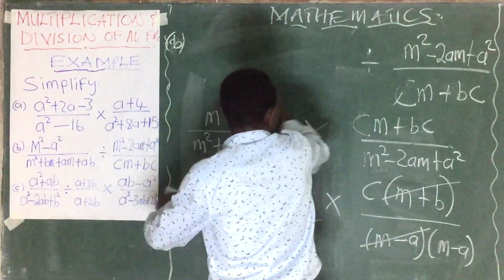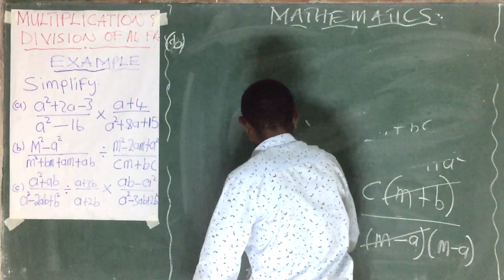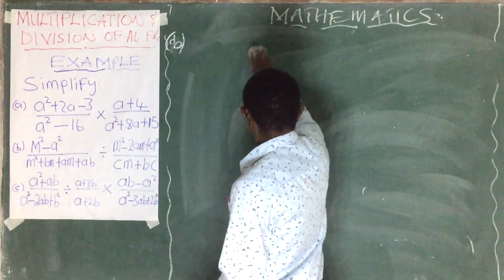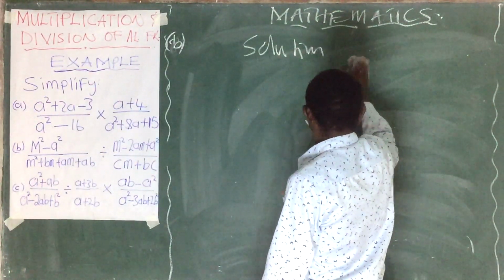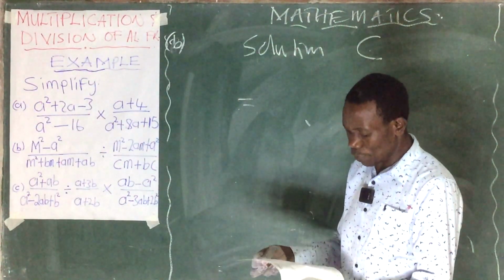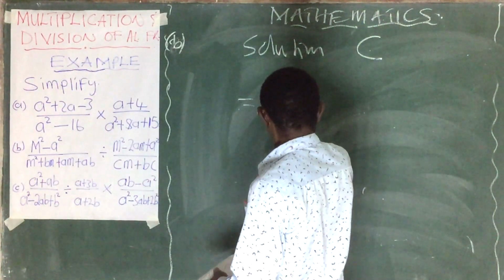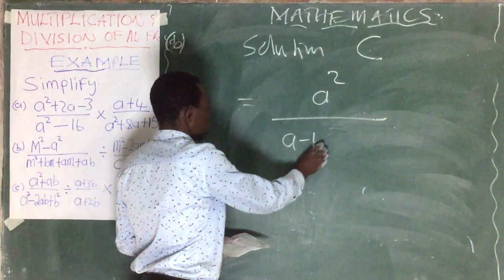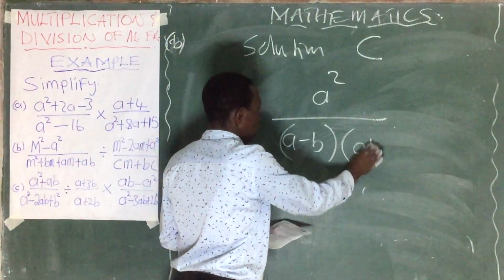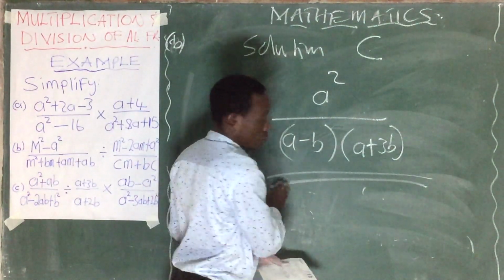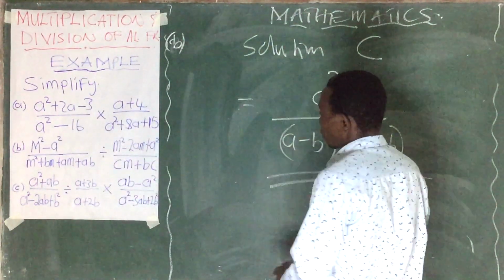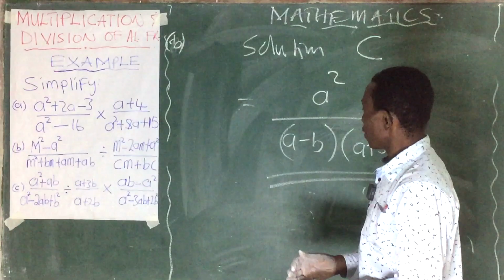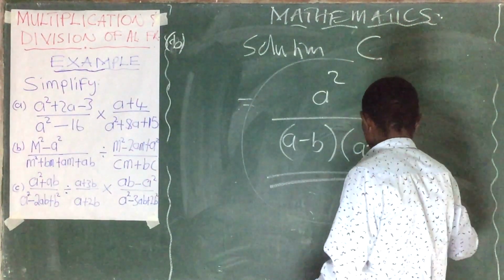So for C, I'll just give you a solution here. Right. So for solution C, this is the solution you get from there. You must get a squared over a minus b, and then a plus 3b. Right. So I've given you the solution here. Can you try to do as we have done up there for the first two examples? You do the same and try to get this answer.